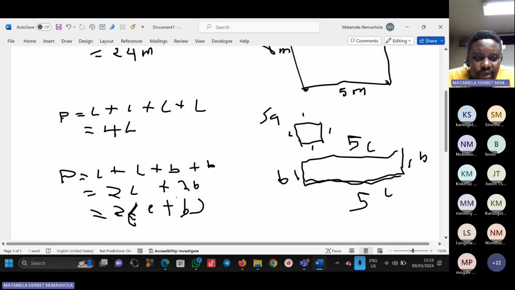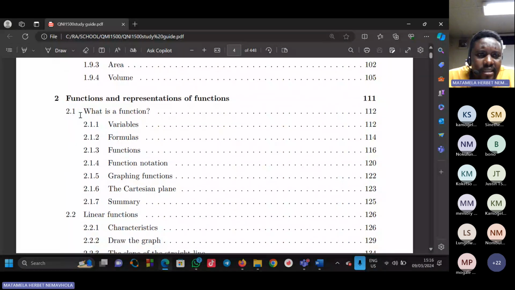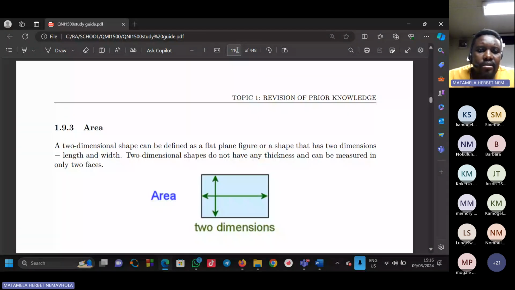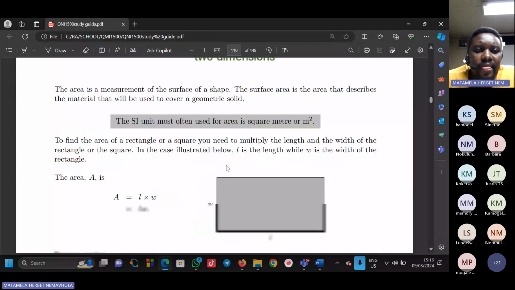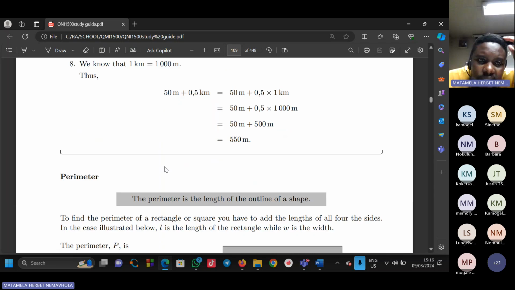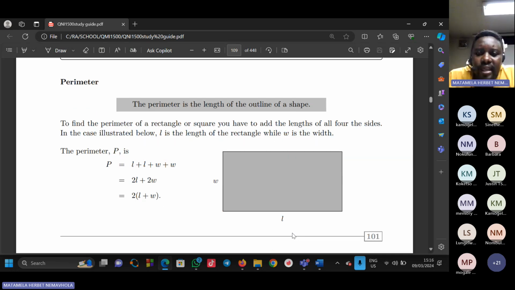But I'm going to show you what I mean in your study guide. What we are talking about is in the chapter on page 98, but I will put 110 there. So in a good writing way, as you can see, this is what we are talking about. This is the perimeter of a rectangle. You will see that they are using L and W. So this side here is going to be W, the other side is also going to be W, and the other side is also going to be L.